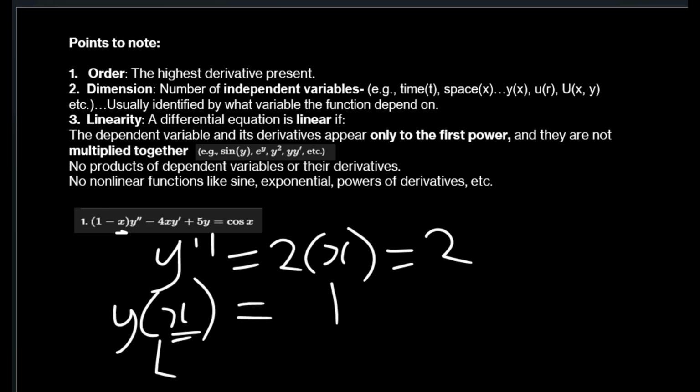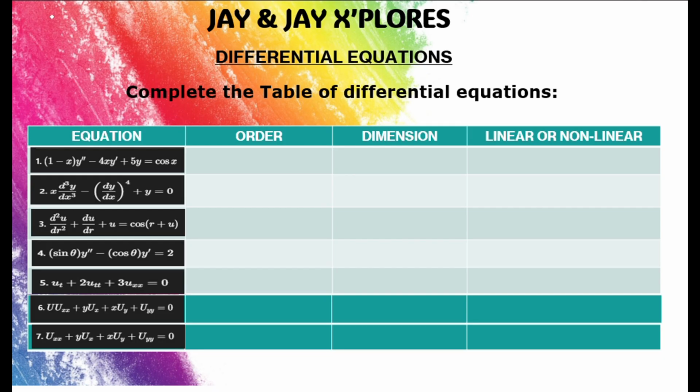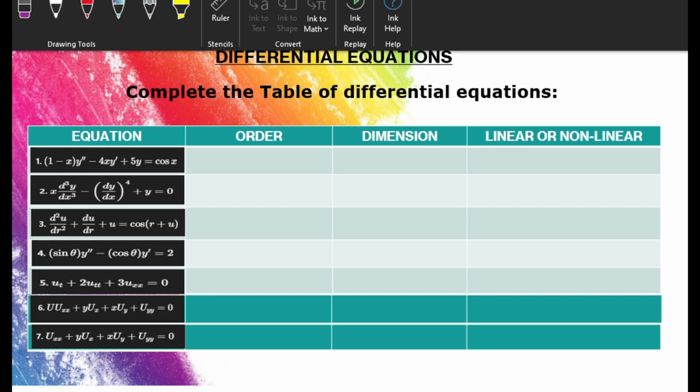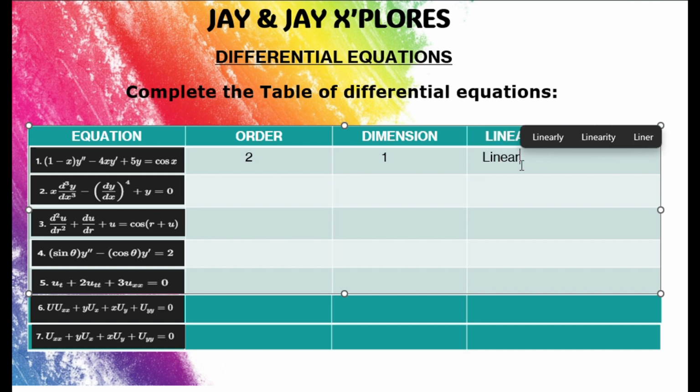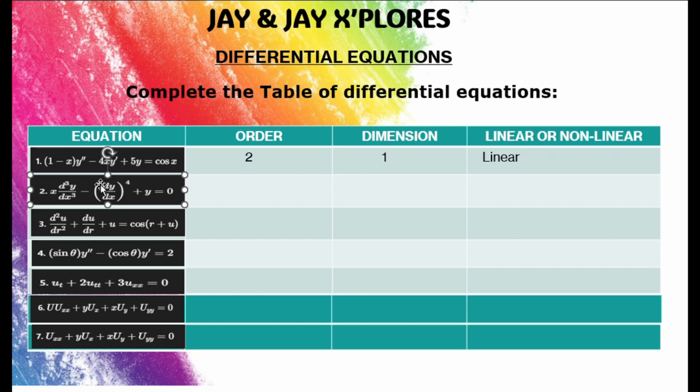Okay, so let's look at the linearity. An equation is supposed to be linear if the derivative appears raised to the first power, or there are no products of dependent variables and their derivatives. So from the question, we could see that the equation is simply linear. Let's fill in the table with the values that we had. The order was 2. The dimension was 1, which was the dimension of space x. And it was a linear equation.